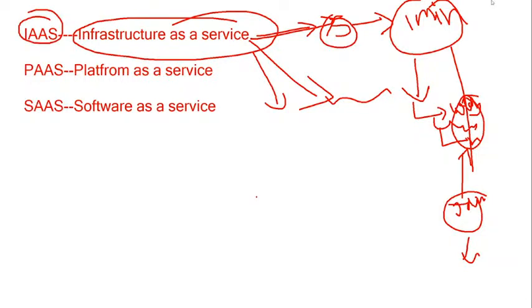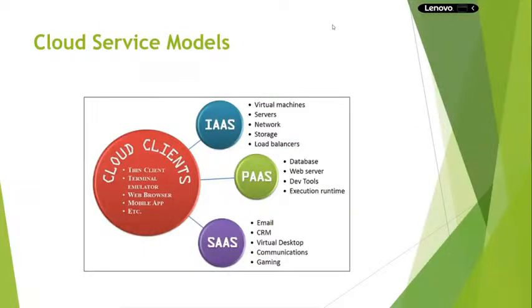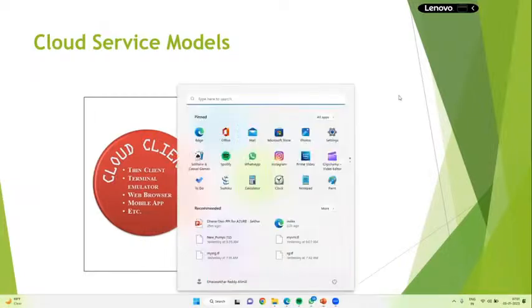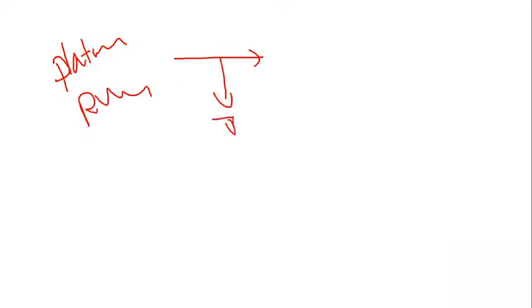Next, platform as a service. What is platform as a service? Any idea? The name itself describes it: platform. They are providing the platform and runtime. For example, you have to deploy one Java application. The Java code is ready with you. That entire environment provided by the vendor, we call it platform as a service.